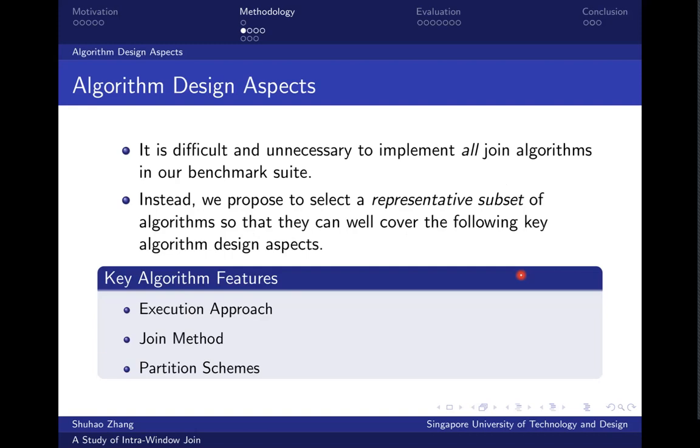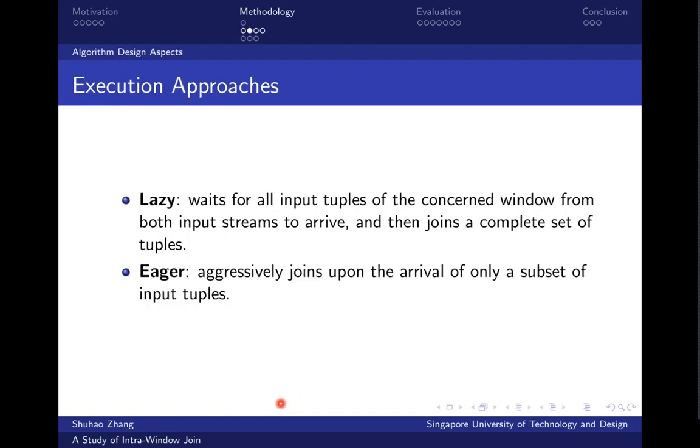It is difficult and unnecessary to implement and evaluate all join algorithms in our benchmark suite. Instead, we propose to select a representative subset of join algorithms so that they can well cover the key algorithm design aspects of intra-window join. That is the execution approach, join methods, and partition schemes. Let's now discuss the design aspects one by one.